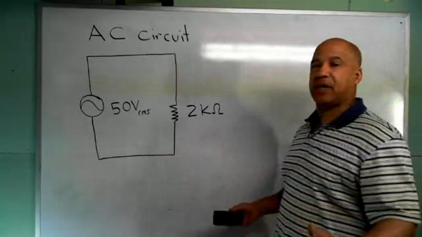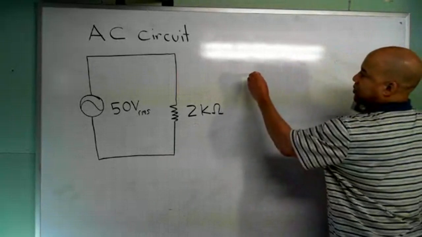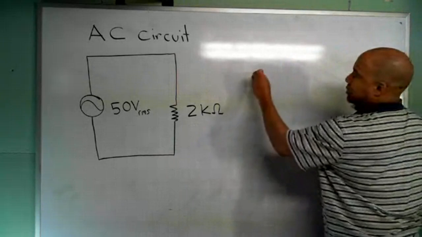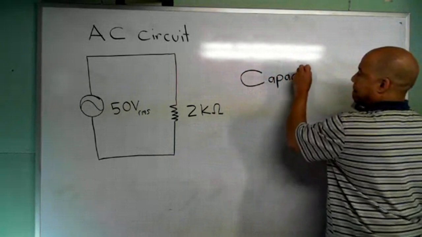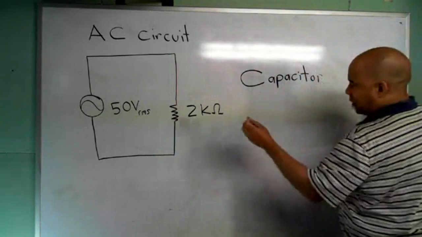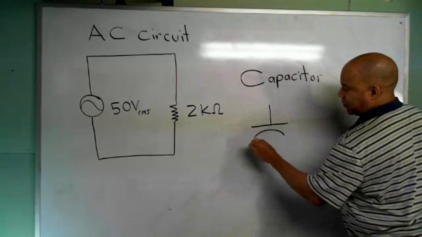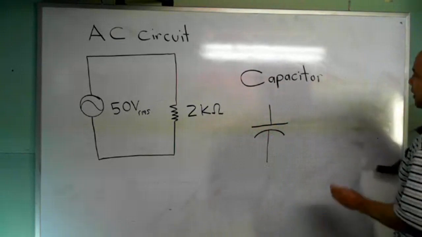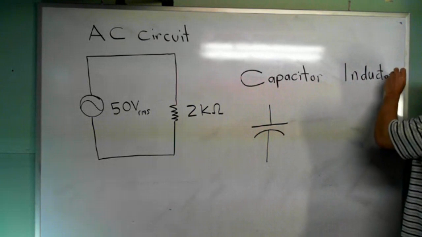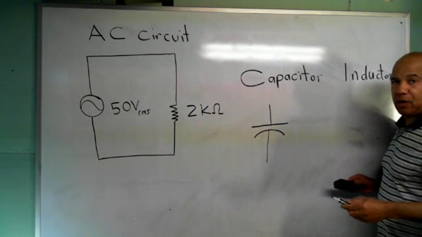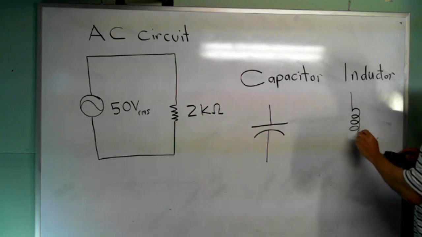Now in DC, we only talked about resistors, but in AC, there are two other devices we'll talk about and add to the circuit. One is called a capacitor. We'll talk about what it is, but the symbol for a capacitor is this. You may have seen this before somewhere. And the other is called an inductor. An inductor is basically just a coil of wire, and the symbol looks like this.